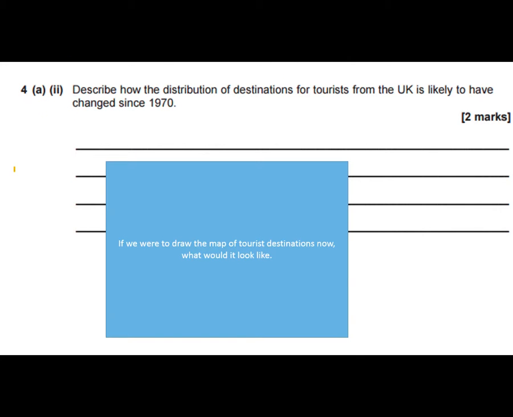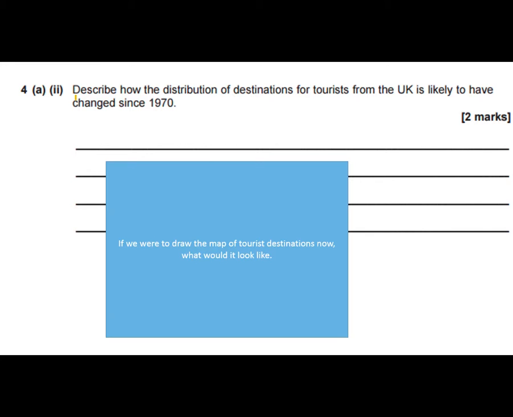Okay, so 4A2 takes a little bit of imagination. So you need to describe how the distribution of destinations for tourists from the UK is likely to have changed. So what you've got to do is think of if this map was to be drawn showing those popular destinations now, what might be the difference? You don't need to say why, you just need to say where. How would they be grouped together?